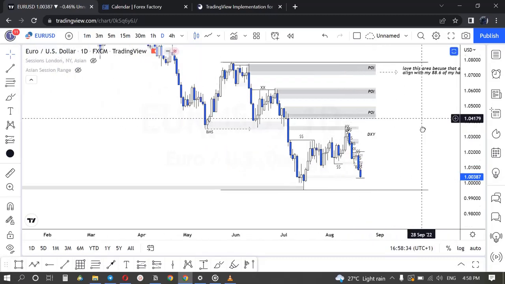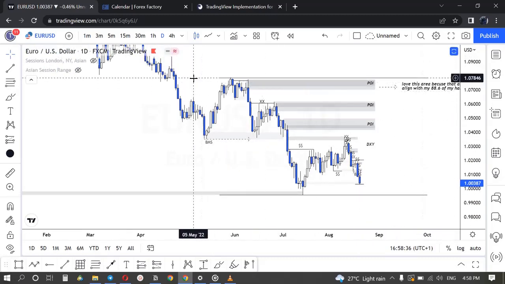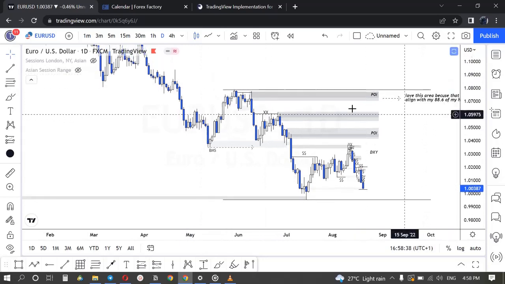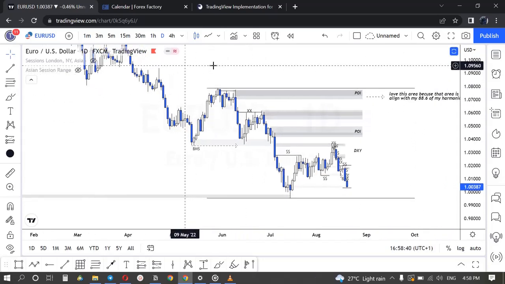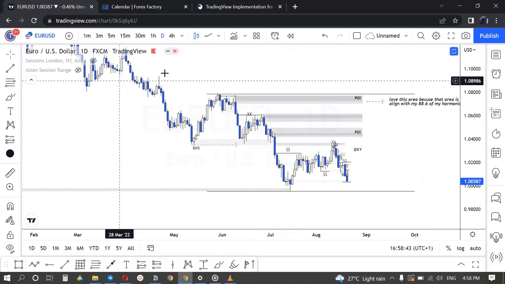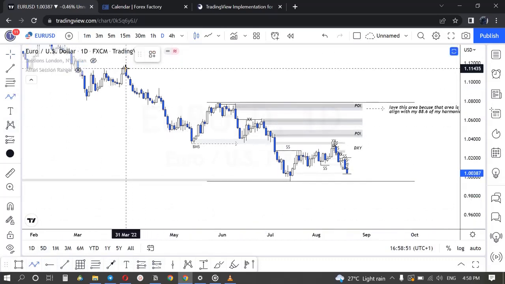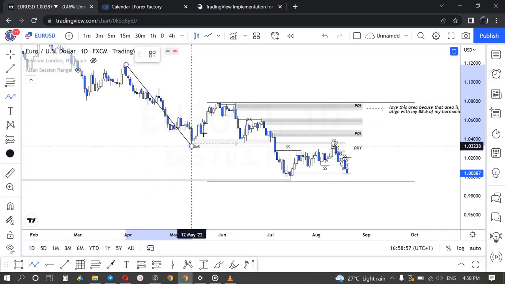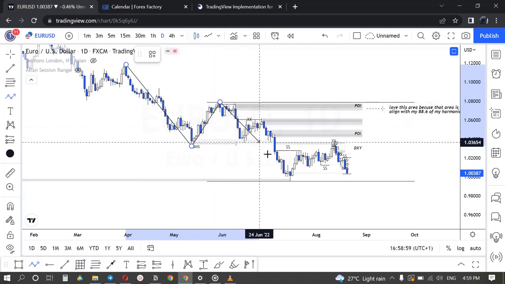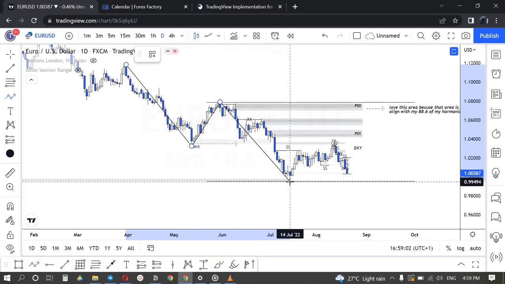So right from the daily time frame, what is the overall bias? We can see that we're in a very, very strong bearish trend, right? And what categorizes a bearish trend is a series of lower lows and lower highs. So what can we see right here? We have a lower low, we have a lower high, and we have a new lower low that was formed right here.